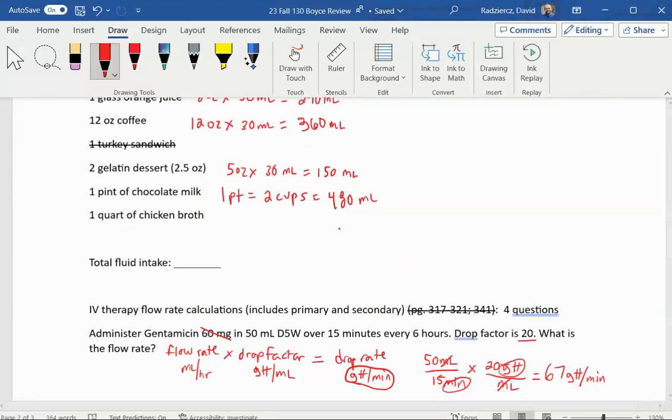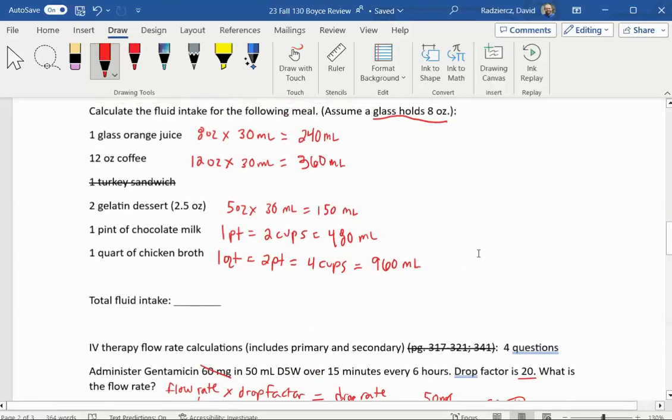And then 1 quart is the same thing as 2 pints, which is the same thing as 4 cups, which is the same thing as 960 milliliters. So if you have a liter bottle of water, you'll usually see it, sometimes it'll say a quart, cup, it'll say ounces. You'll have some different things that are listed there. But that's how you build this up. And then all you do is add those all together.